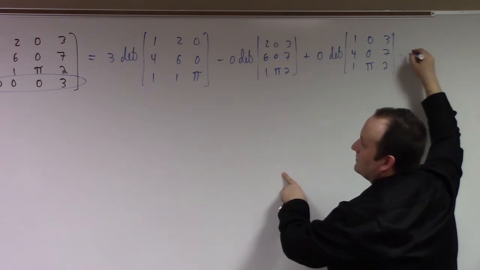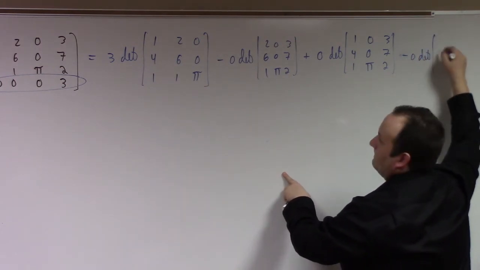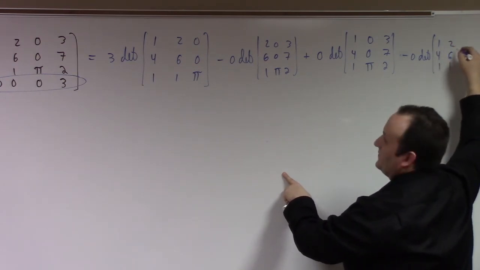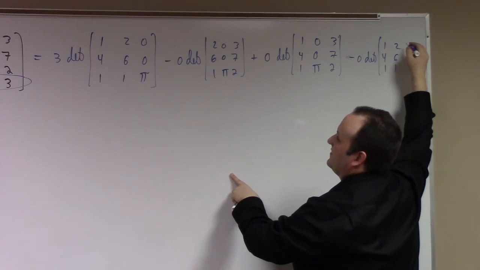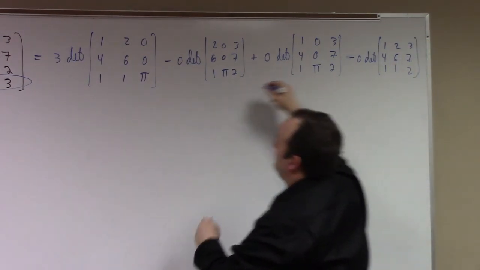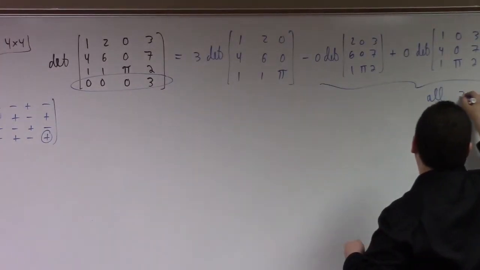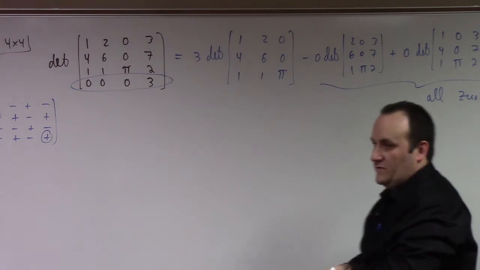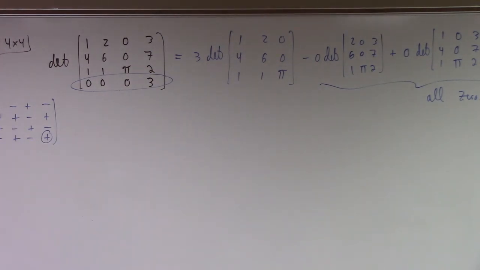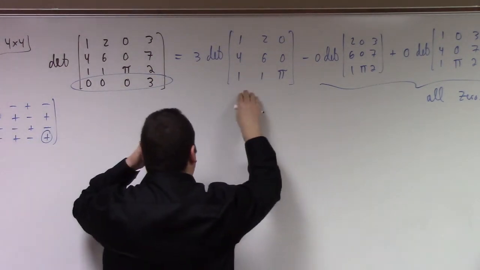Minus 0 times the determinant of 1, 4, 1, 2, 6, 1. I'm reading columns. 3, 7, 2. But do I even need to write any of this? All 0. And that's why we chose the fourth row to expand, because that simplifies the calculation, right? Which is nice.